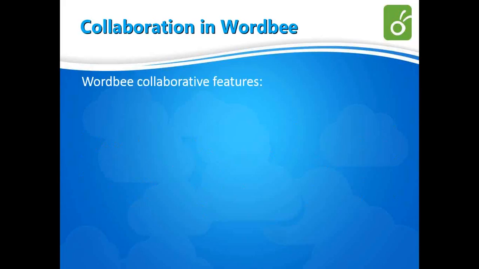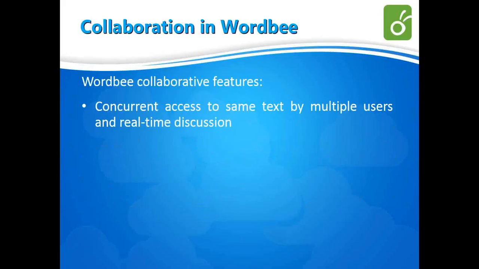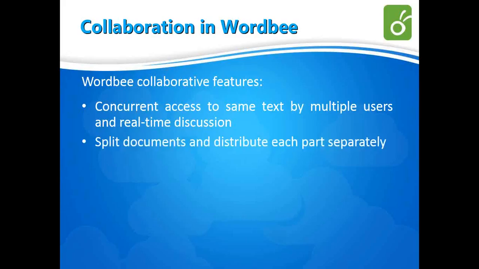Wordbee collaborative features: we propose concurrent access to the same text by multiple users and real-time discussion. I will just list the different features, and it may not speak to you at first, but later during the demo I will present them more and show you how it really works. You can split documents and distribute each part separately to different suppliers, which is one way to work in collaboration. Another way is creating crowdsourcing projects. That's the point I will focus on during the demo: crowdsourcing.